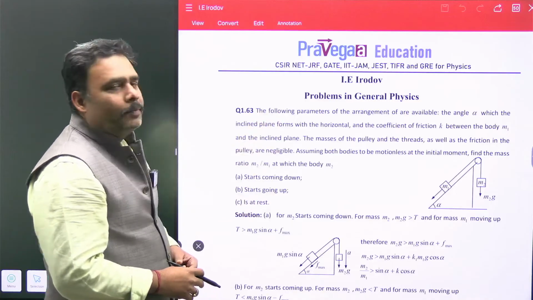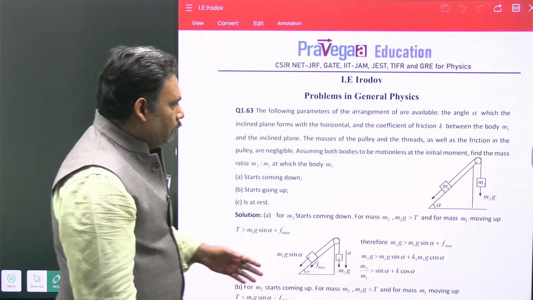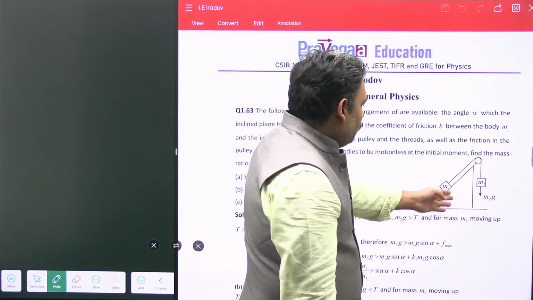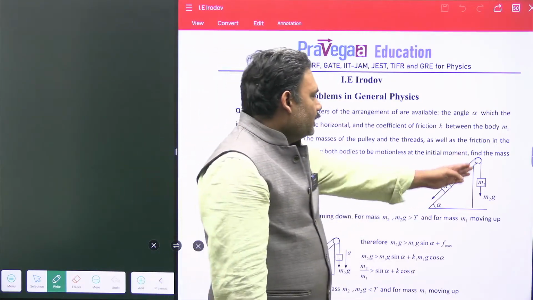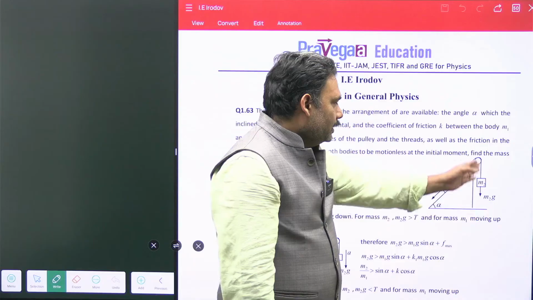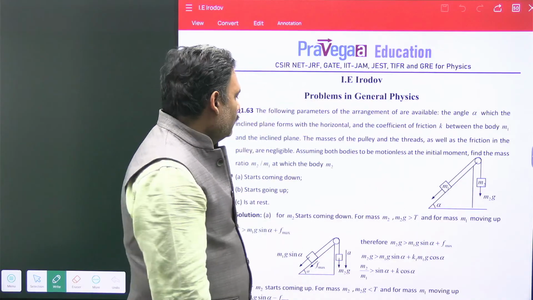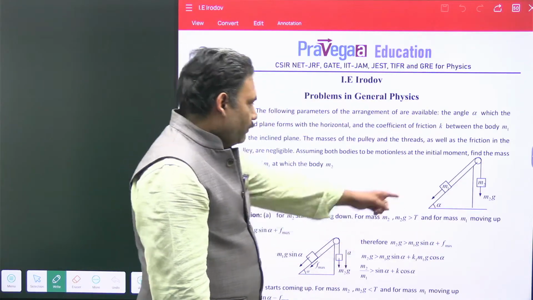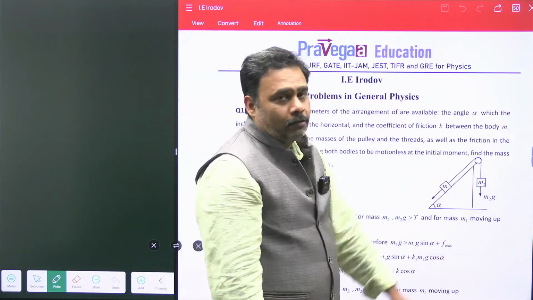This is mainly a problem from general physics. And what is this problem? I am going straight to this particular picture. There are two masses. One mass is sliding on a wedge over a pulley, and the other mass goes up and down as the first one goes up and down. There is a frictional force between the wedge and mass m1, and the wedge is not going to move.